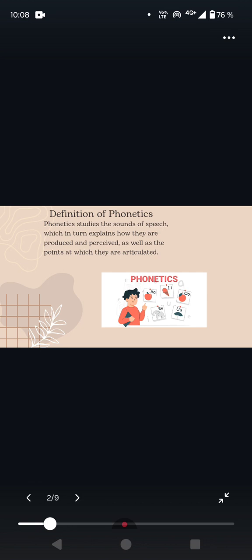So let's talk about phonetics. Phonetics studies the sounds of speech, which in turn explains how they are produced and perceived, as well as the point at which they are articulated. In short, phonetics analyzes the different sounds that make up the language and their articulation and their variation across accents and dialects.